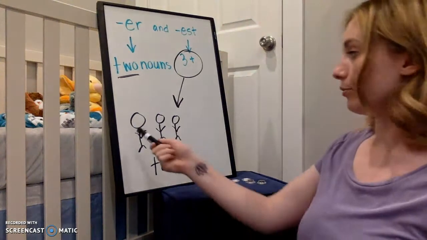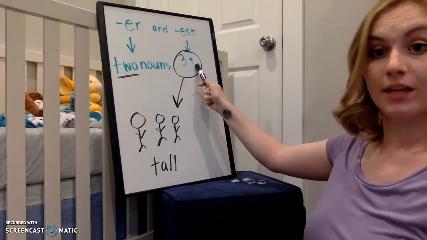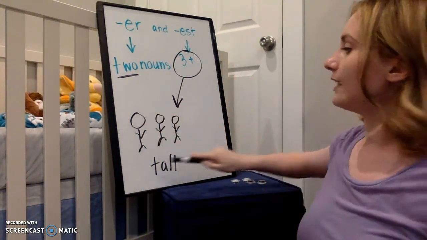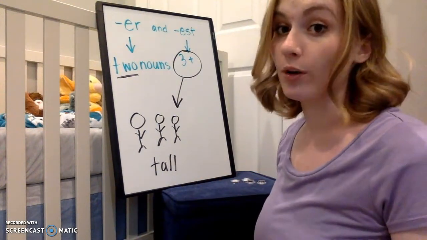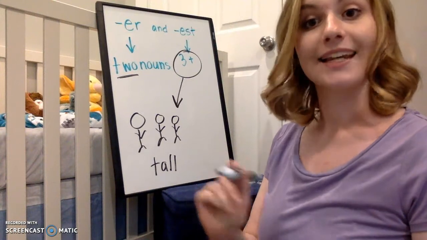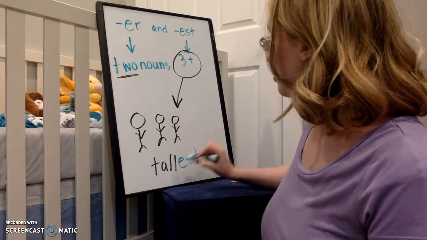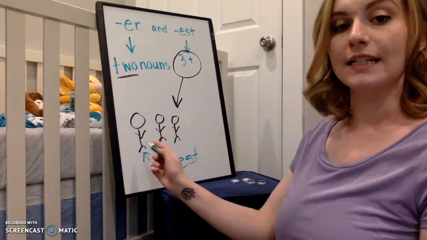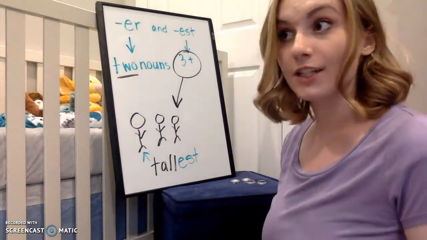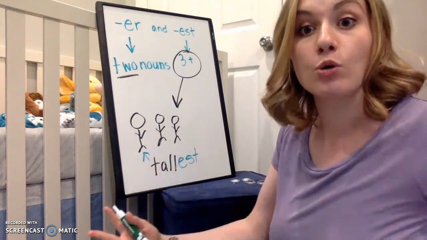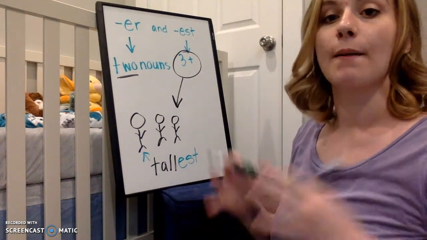Now I have three people. So I have three nouns. If I had four, this would be three or more, right? I'm still going to use my adjective tall, but because there's three or more nouns, I add est instead of er. So I can now say that this person is the tallest person. He's not taller, he's the tallest. He's the most tall. Er just means more. Est means most.